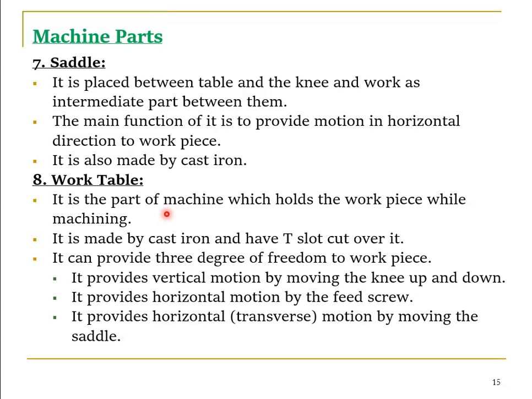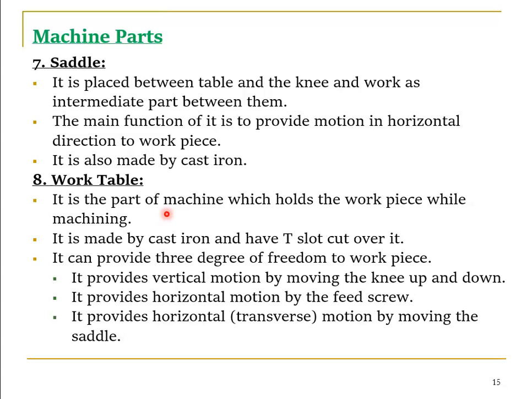So the work table is a part of the machine which holds a workpiece while machining. It is used to hold the workpiece. It is also made of cast iron and has T-slots cut over it. It can provide 3 degrees of freedom to the workpiece. So it provides freedom in 3 degrees.